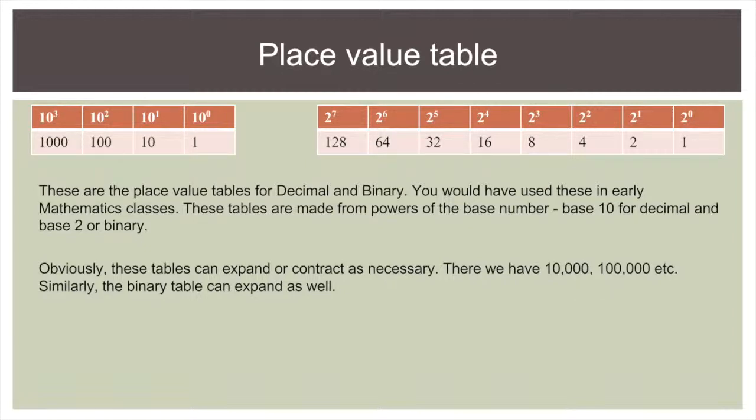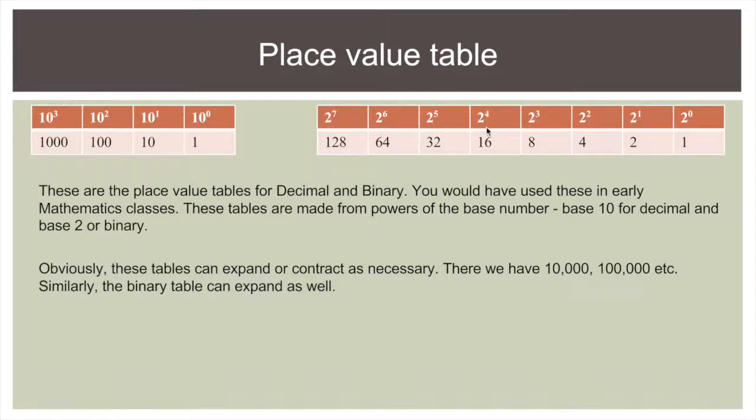So first thing we have is place value. We have the place value table for decimal numbers over here, which you should have seen before, and we have the one for binary numbers over here. You can see that they're made from the powers of the base. So here we have base 10 numbers: 10 to the power 3, 10 to the power 2, 10 to the power 1, 10 to the power 0.